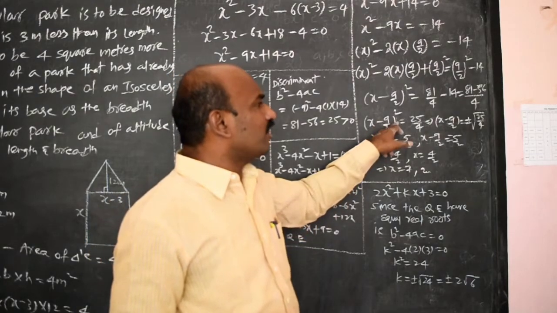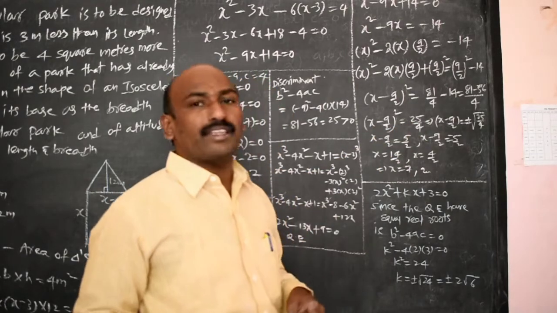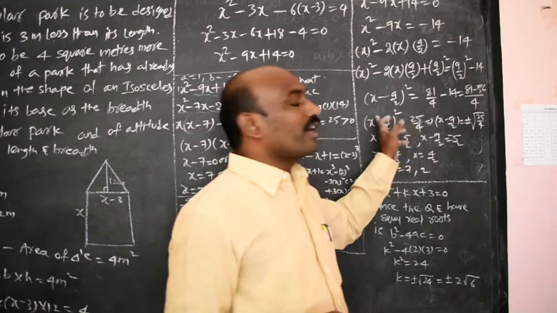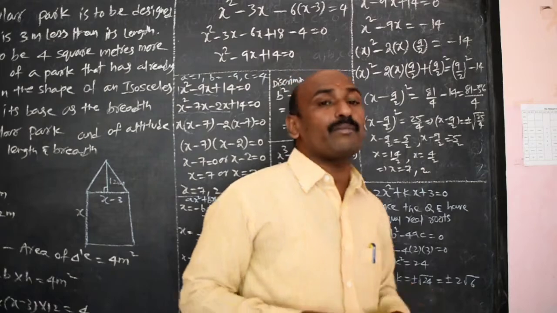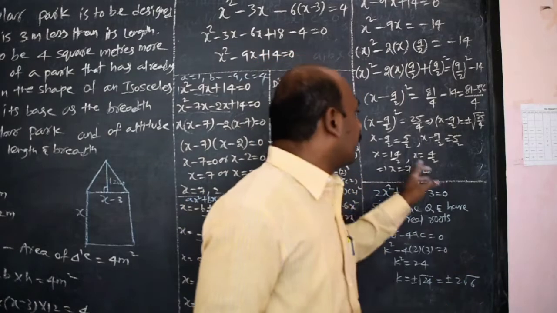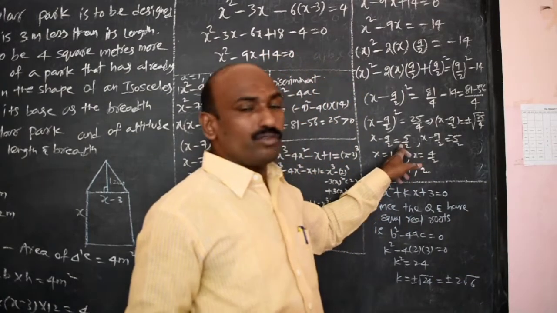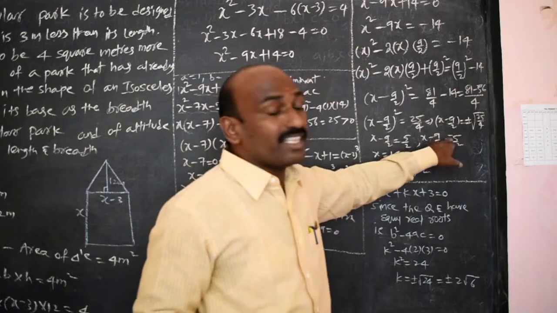Then x minus 9 by 2 whole square is 25 by 4. The square going to the other side means plus or minus root. Then I get plus or minus root 25 by 4. So x minus 9 by 2 equal to 5 by 2, and x minus 9 by 2 equal to minus 5 by 2.